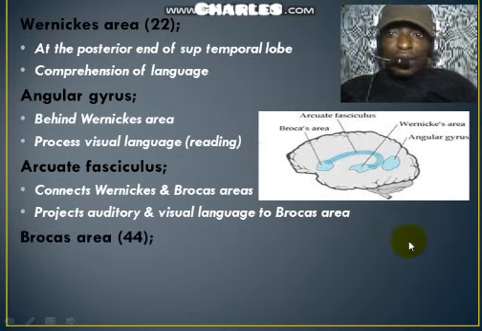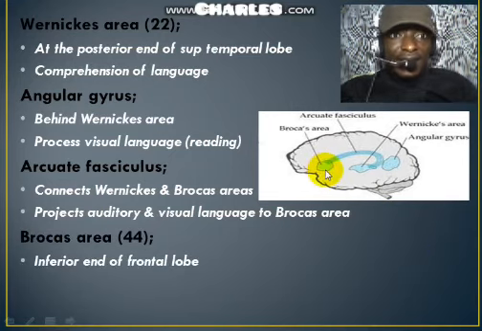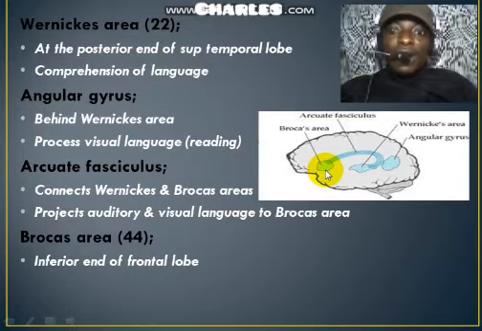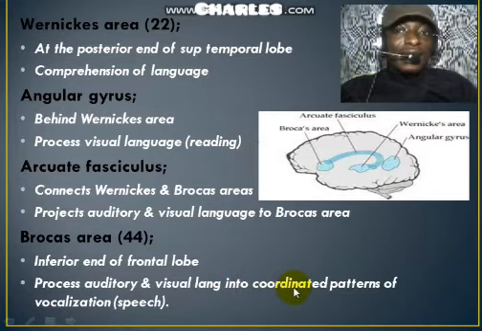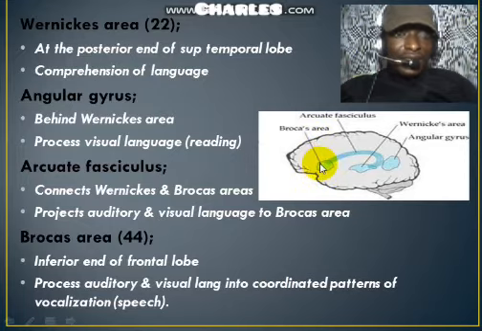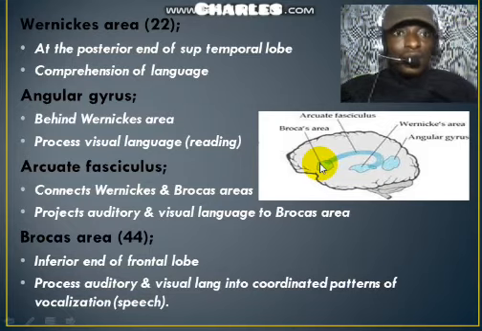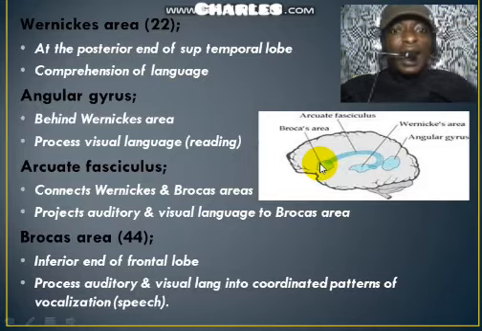It's very simple. The Broca's area is area 44 of Brodmann. Okay, the area lies at the inferior end of the frontal lobe. Right? Good. The Broca's area processes auditory and visual language into coordinated patterns of vocalization. All right, that is the function of this area. It works on the visual and the auditory language coming to it, turning it into coordinated patterns of speech.